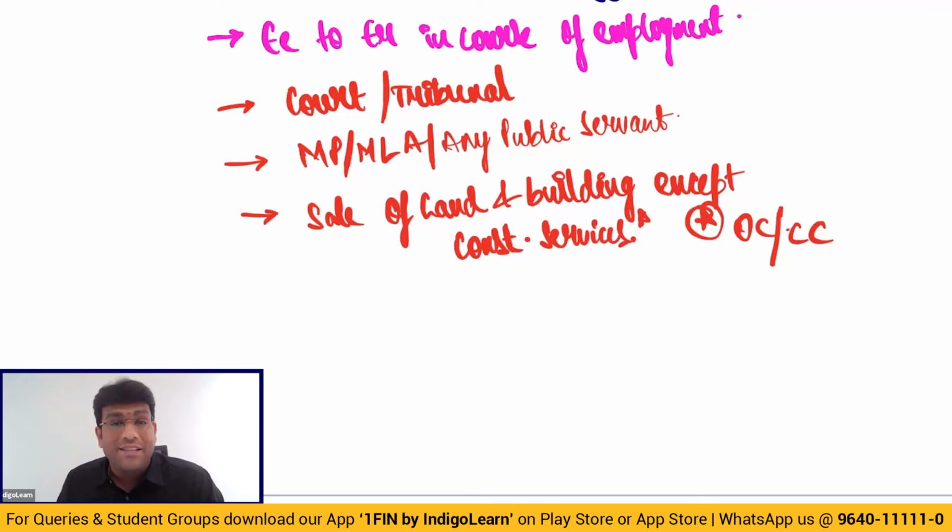So what is the first point? Service by employee to employer in the course of employment, services by court or tribunal, service by MPs, MLAs or public servant, sale of land and building except construction services.